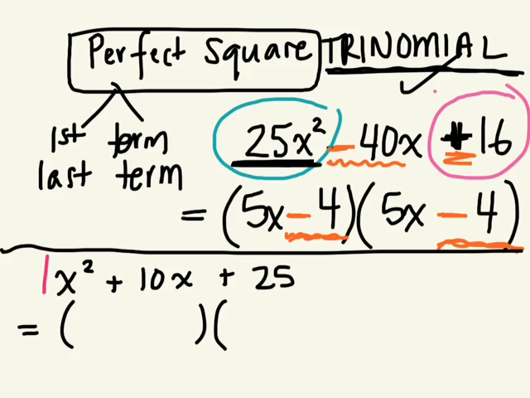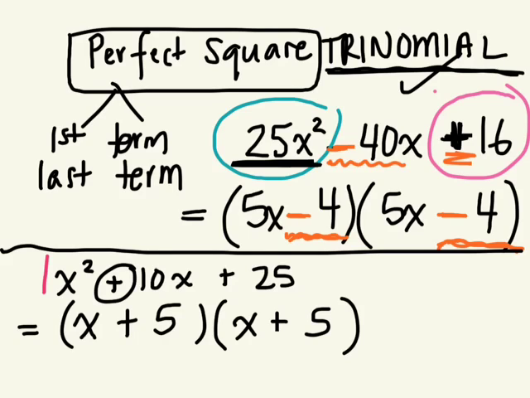So I know that I need to write this as a product. What's the square root of 1? So do I need to put that 1 there? X times x is x squared. What's the square root of 25? And the sign will be plus. Expand this and check to see that it equals x squared plus 10x plus 25.